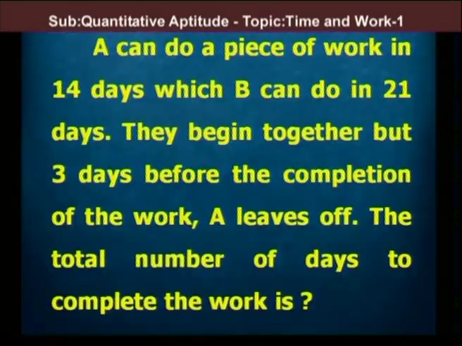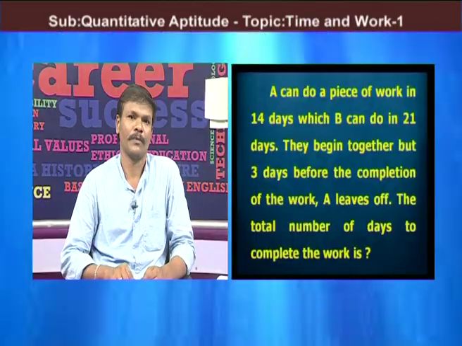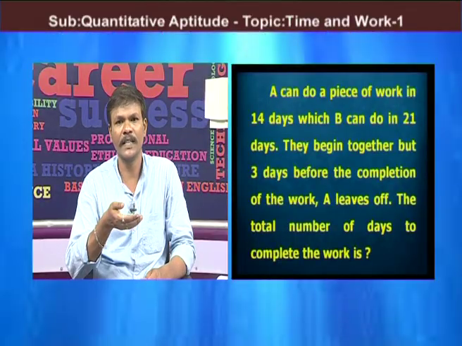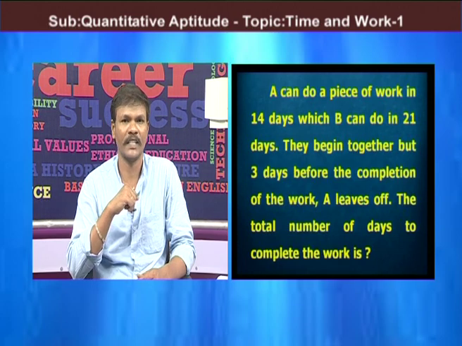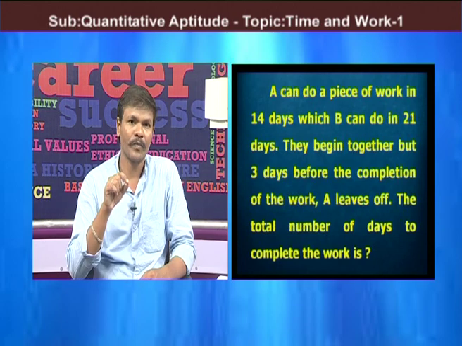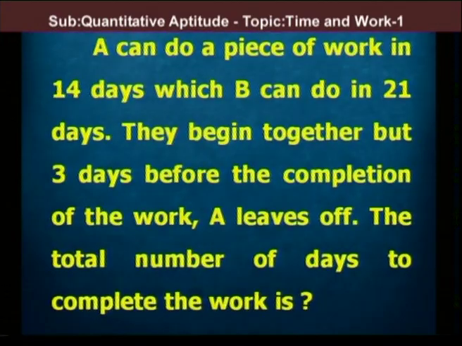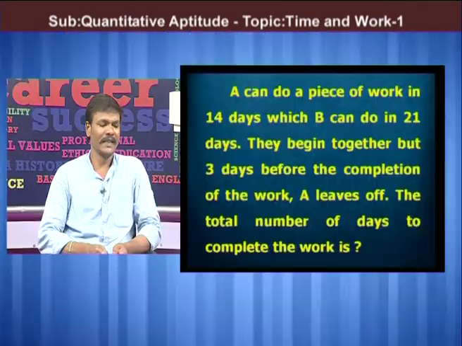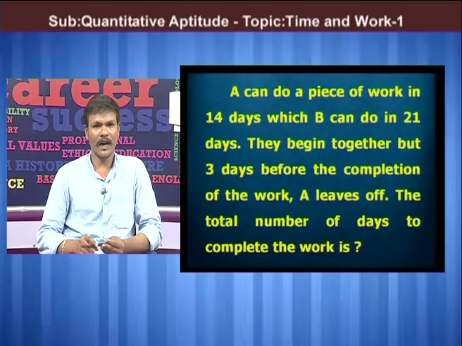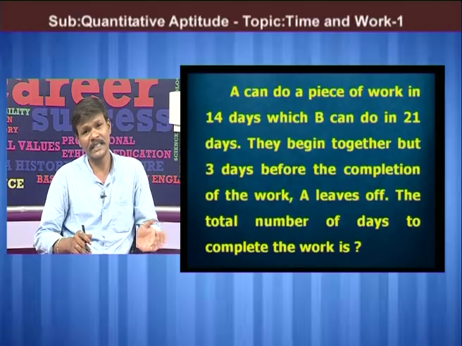Next question is, A can do a piece of work in 14 days, B can do it in 21 days. So, A alone completes the work in 14 days, B alone completes the work in 21 days. They began together, but 3 days before the completion of the work, A leaves off. The total number of days to complete the work is. The question is different from the before question, but this is the same model.